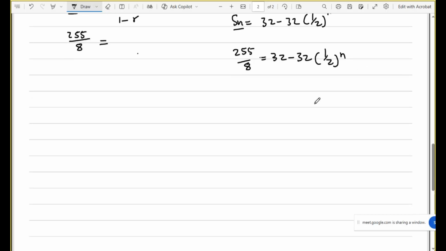Yes. Okay. To solve for n, the first thing we need is to take this 32 to this side to be negative. So this will be 255 over 8 minus 32, which is minus 32 into 1 over 2 to the power n. And now what do you get when you punch this on the calculator? Minus 1 over 8.